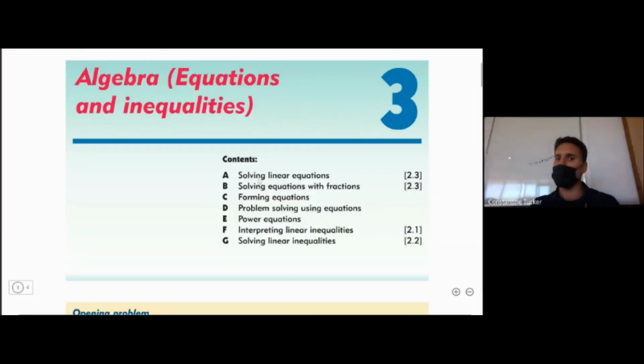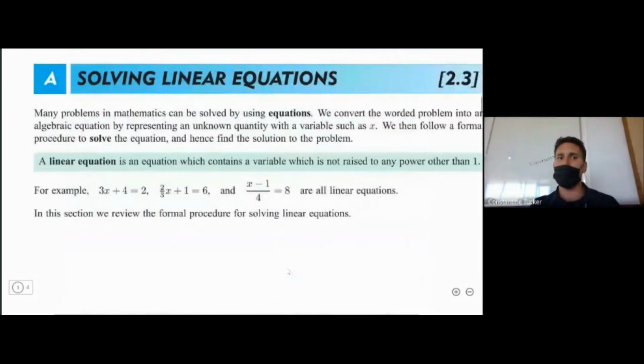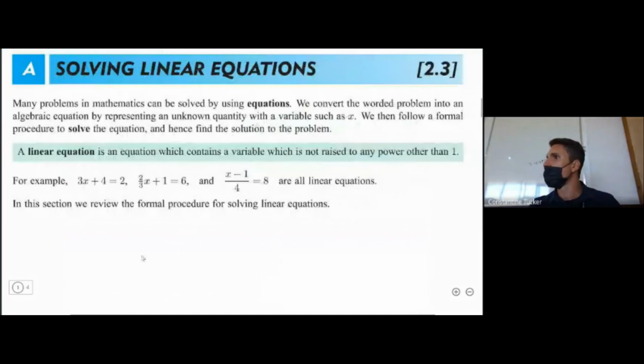So we're going to be talking about solving linear equations. So let's see, what is a linear equation? It's an equation which basically has only x's. There's no x to the power of 2, no root of x, no 1 over x. So basically it's just simple x's. The reason it's called a linear equation is because generally this represents a straight line.